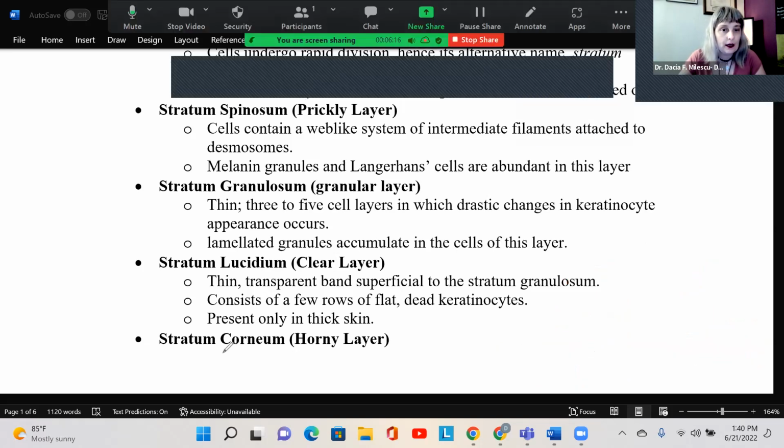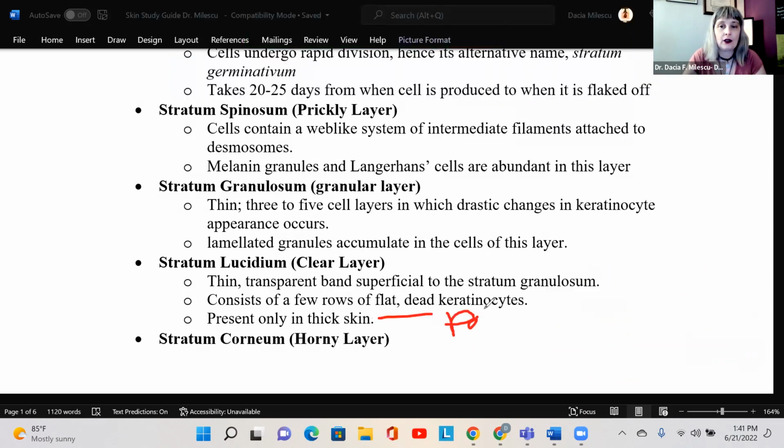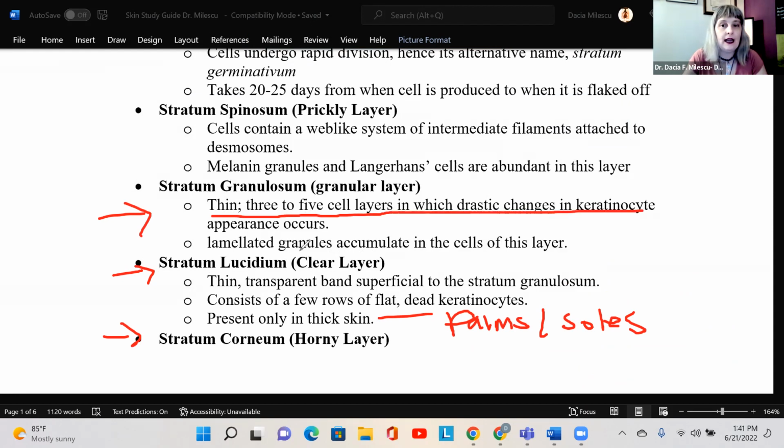So let's go over it. Stratum corneum is also known as the outer layer of keratin, the horny layer, and it's a protective barrier. Stratum lucidum is translucent, transparent, and like I said, only found in thick skin, which is basically palms and soles of feet. All right. So palms of hands and soles of feet is stratum lucidum. Stratum corneum is the top layer. Stratum granulosum has 3 to 5 cell layers with keratinocytes and granules to accumulate in this layer.